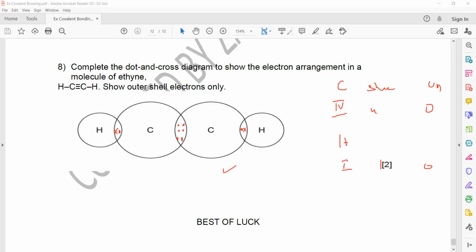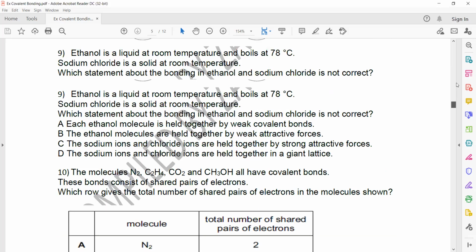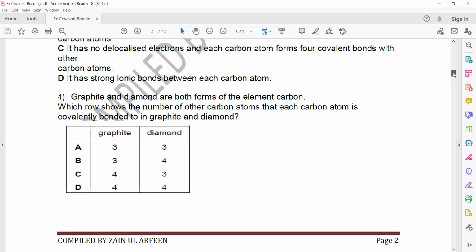So this was a weekly homework related to the topic covalent bonding. Any question or doubt related to this part?